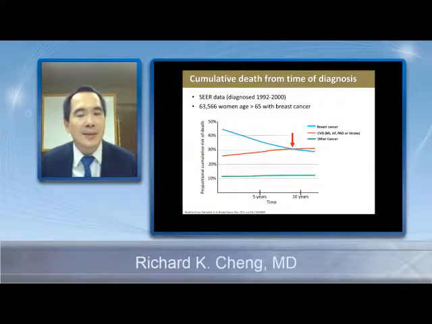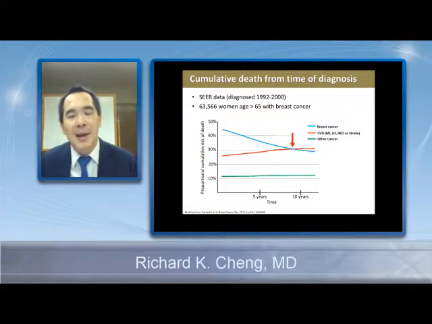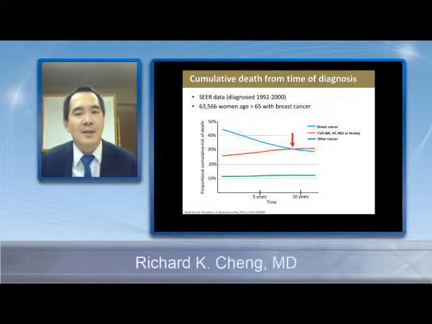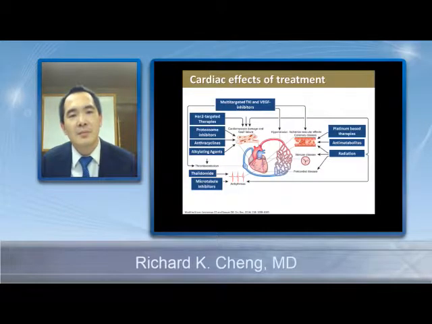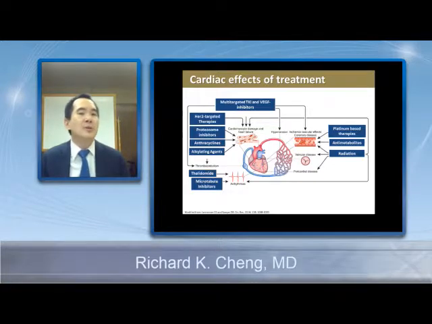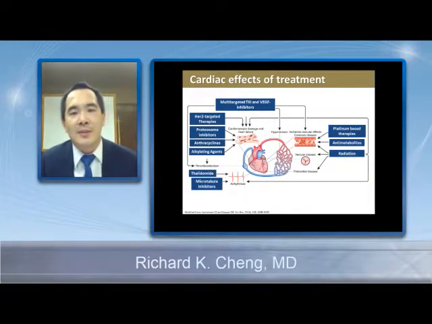So I think this puts, again, into perspective how high the risk of cardiovascular disease is in these patients and why we really have to focus on this as a discipline. So you might wonder, how do we get cardiotoxicity from these chemotherapy regimens? This is a very complex diagram, but the take-home point is really that it can hit all aspects of the cardiovascular system.